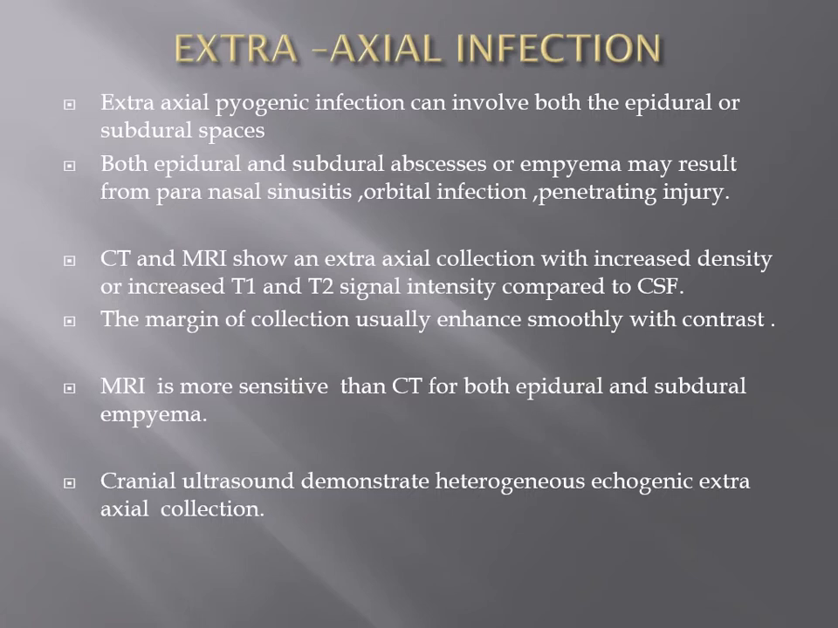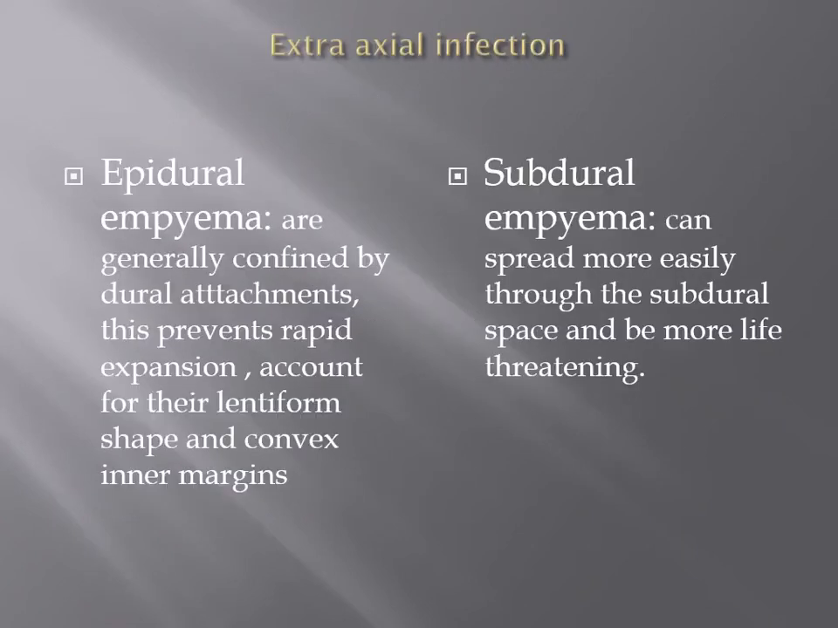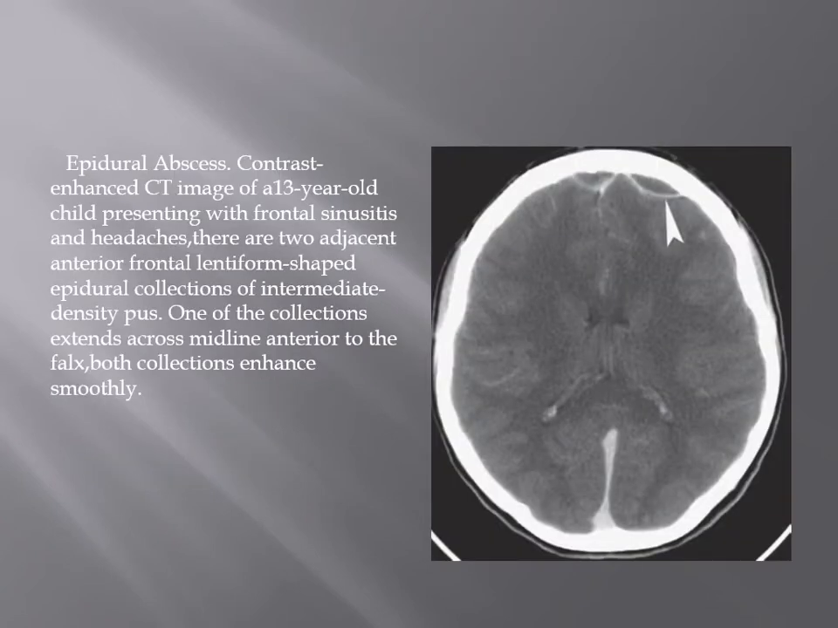Cranial ultrasound demonstrates a heterogeneous echogenic extraaxial collection. Epidural empyemas are generally confined by dural attachments. This prevents rapid expansion and accounts for their lentiform shape and convex inner margin, while subdural empyema can spread more easily through the dural space and become life-threatening. That's why we should be more careful with subdural collections because they are life-threatening. Epidural are less likely, but that doesn't mean we don't need to be careful; it is much easier to report epidural than subdural.